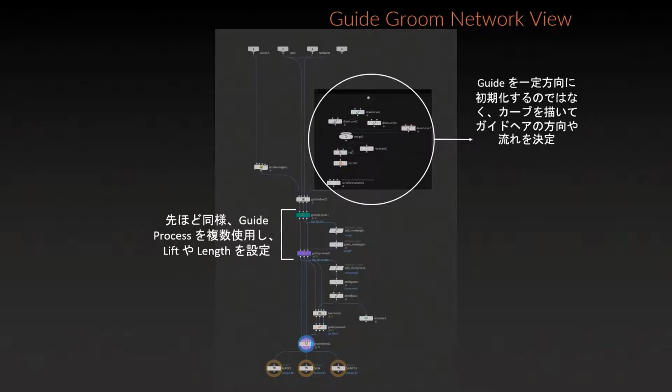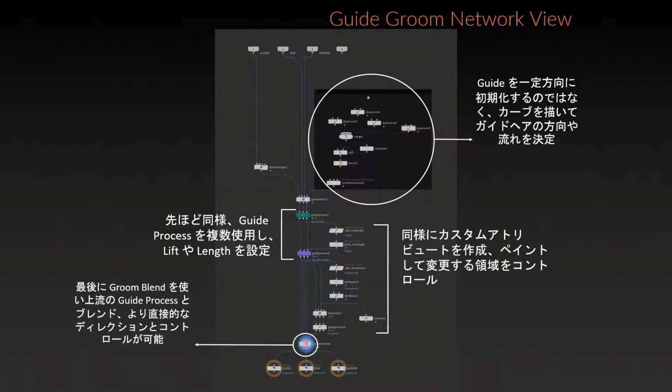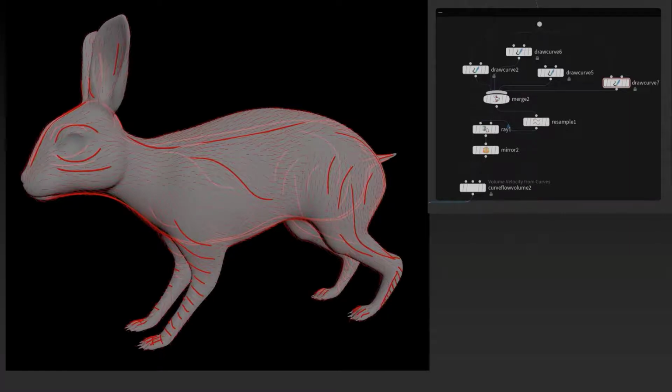So very similar to before, we can use multiple guide processes for various operations. So here I'm setting a lift and a length, changing those two using multiple guide process nodes as before. And much like before, we can create and paint custom attributes to override and control certain areas that we want to modify. And for much further and greater control, we can then use a groom blend to blend any more of our further edits with our upstream workflow. This is just a really helpful node for more art directability and control. Finally, the groom blend node blends with the upstream guide processes, allowing more direct control.